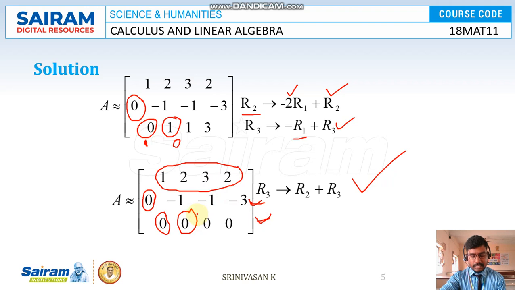Then the second condition: the first non-zero entry in any non-zero row is 1. Here clearly it is 1, but here it is minus 1. So we have to make this plus 1. How can we convert this to plus 1? We multiply R2 by minus 1.